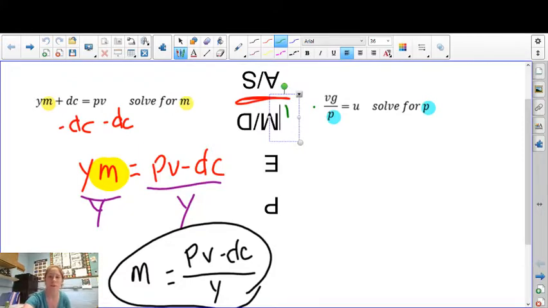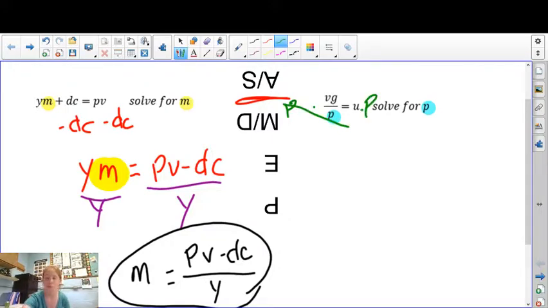So times P to both sides. So P on top and P on bottom cancel each other out. I'm left with VG by itself is equal to U times P. And we know that if I multiply letters, I can stick them right next to each other.